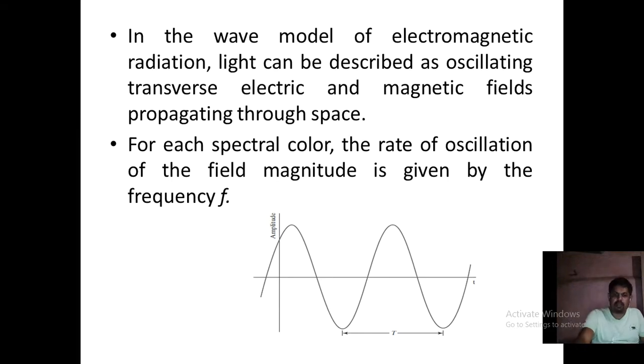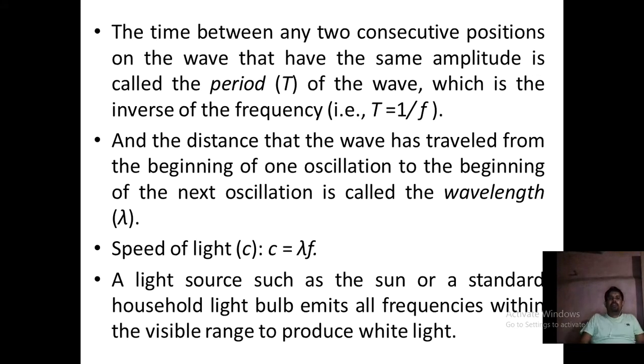The time between any two consecutive positions on the wave that have the same amplitude is called the period. That is, the gap between two consecutive points of the same amplitude is called the period, T of the wave, which is the inverse of the frequency, that is T equal to 1 by f, as you know.